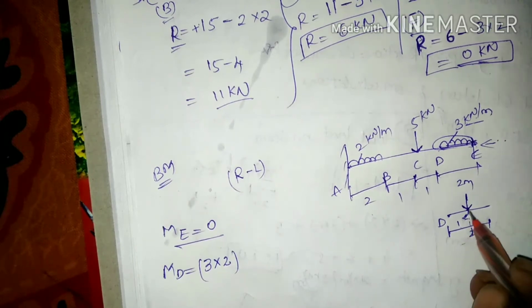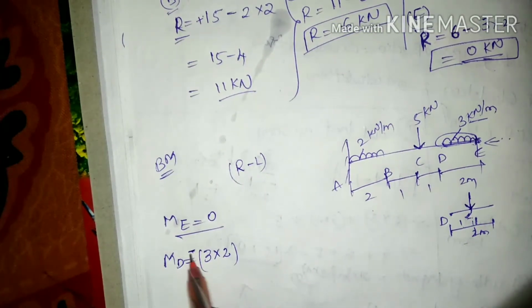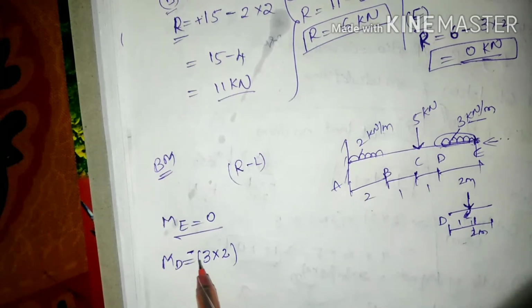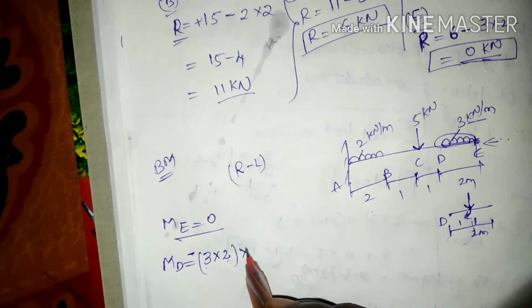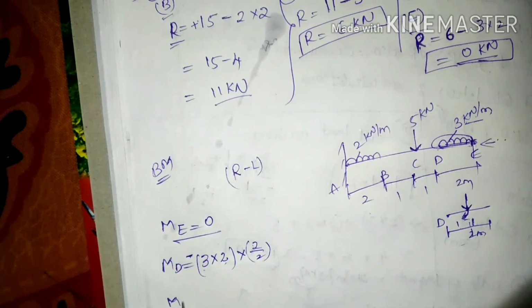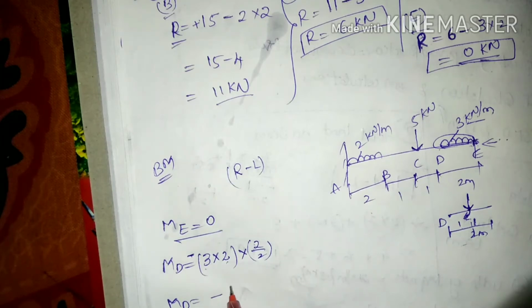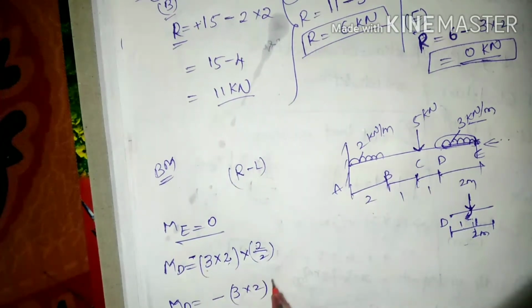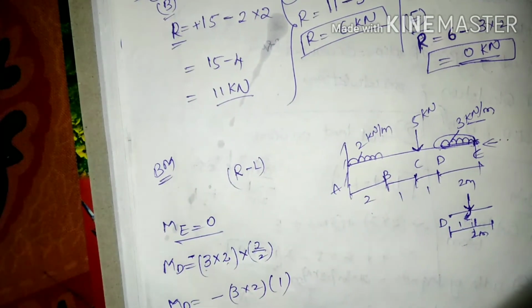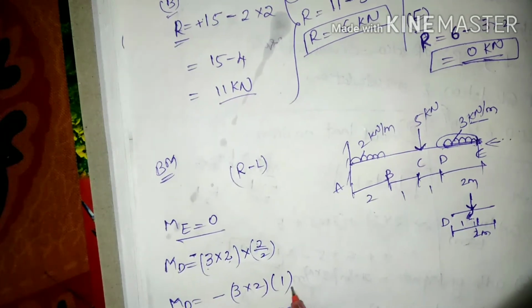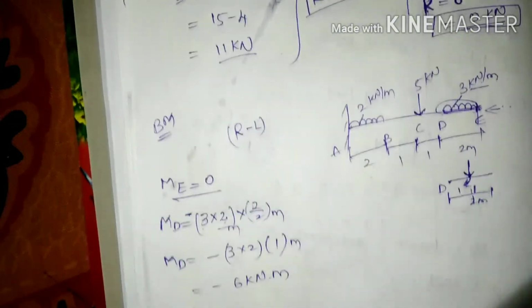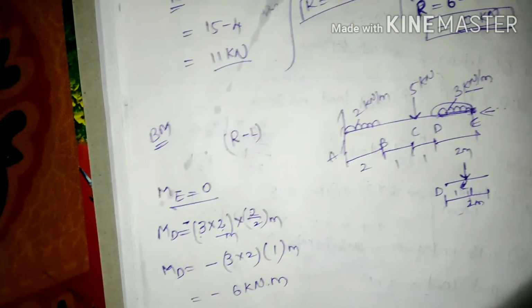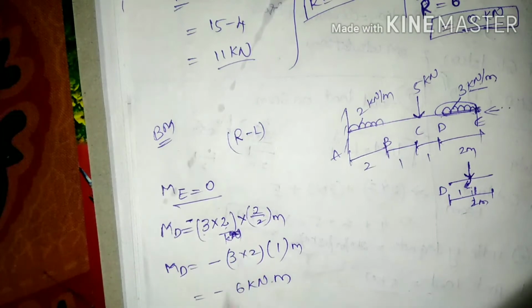Taking the moment like this, with a negative, minus 3 into 2 into 2 by 2. Moment about D is equal to minus of 3 into 2 into 1. That is equal to minus 6 kilonewton meters. This is in meters, and this is also in meters. This is in kilonewtons.